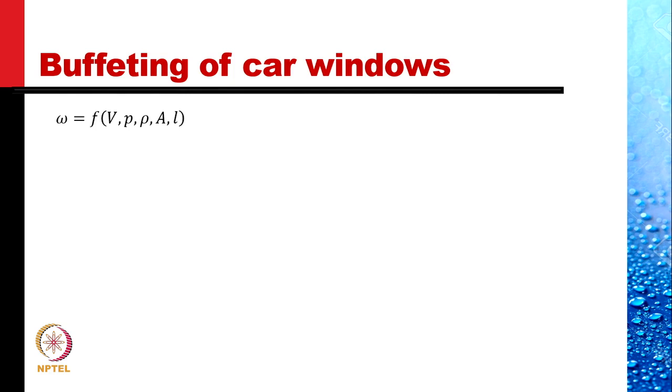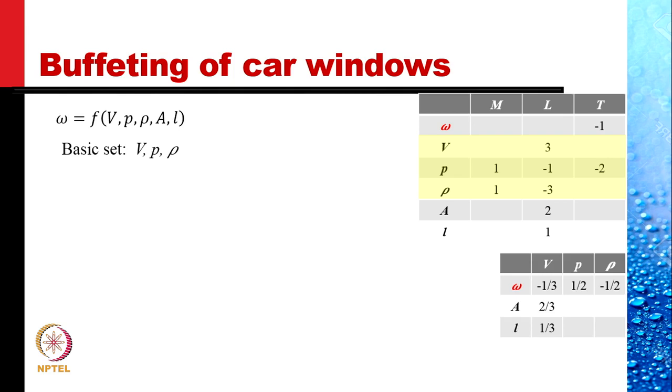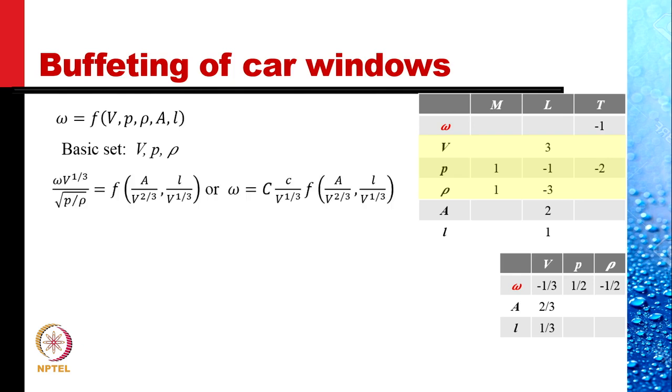So the frequency of this resonator is a function of V, the volume, which in our case would be the volume of the cabin of the car, P, the air pressure, rho, the air density, A, the area of the open window, and L, the thickness of the neck that is formed by the open window. If we write the dimensions of all these parameters in the M, L, and T system, this is the table that we get. We choose the basic set as V, the volume, the pressure, and the density of air. And these are the three groups that are formed from omega, A, and L. So this is the functional equation that we get.